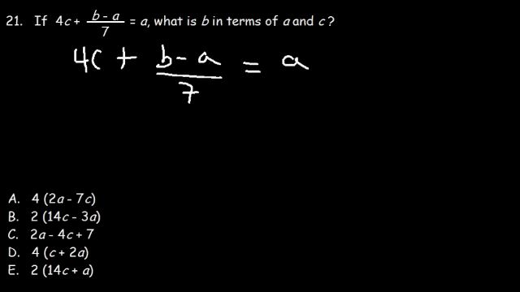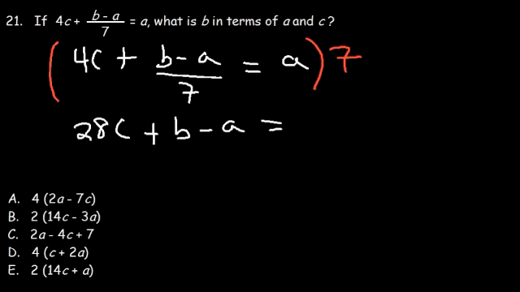Now the first thing I would like to do is get rid of the fraction. So I'm going to multiply both sides by 7. So I'm going to multiply every term by 7. 4c times 7 is 28c. And b minus a over 7 times 7, the 7s will cancel. And then we'll have just b minus a left over.